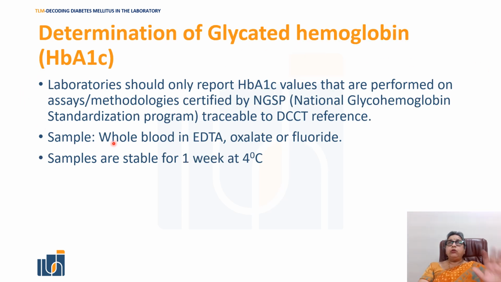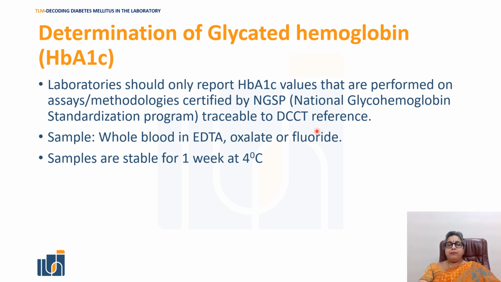Now that we've decided this is a very good method, especially in a patient who has a normal red cell lifespan, there are certain guidelines. Laboratories should only report HbA1c values performed on assays and methodologies certified by the NGSP, the National Glycohemoglobin Standardization Program, which is traceable to a DCCT reference. So only such machines should be used. Though there are many different methods of measuring glycated hemoglobin, you can't use just any method. You have to use an NGSP certified methodology.